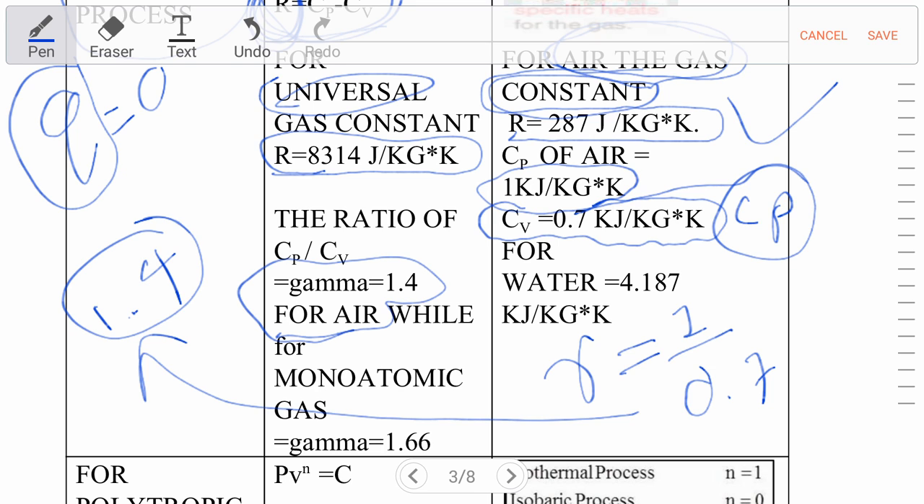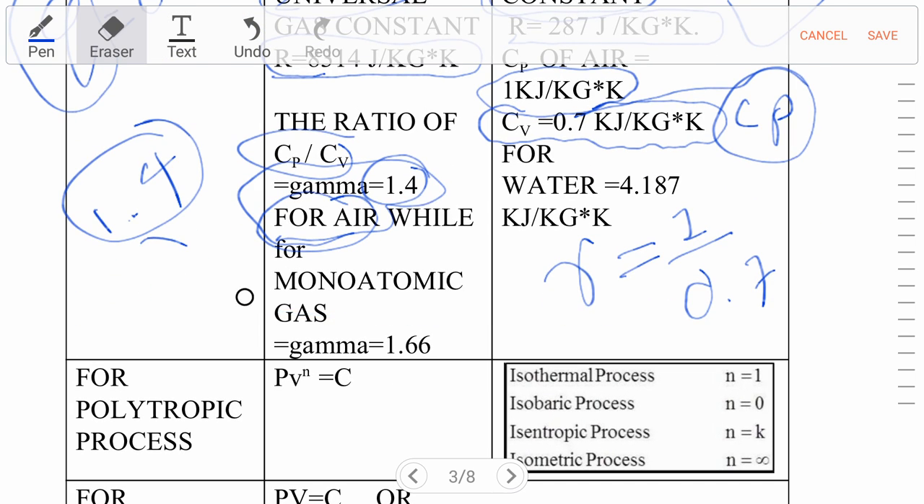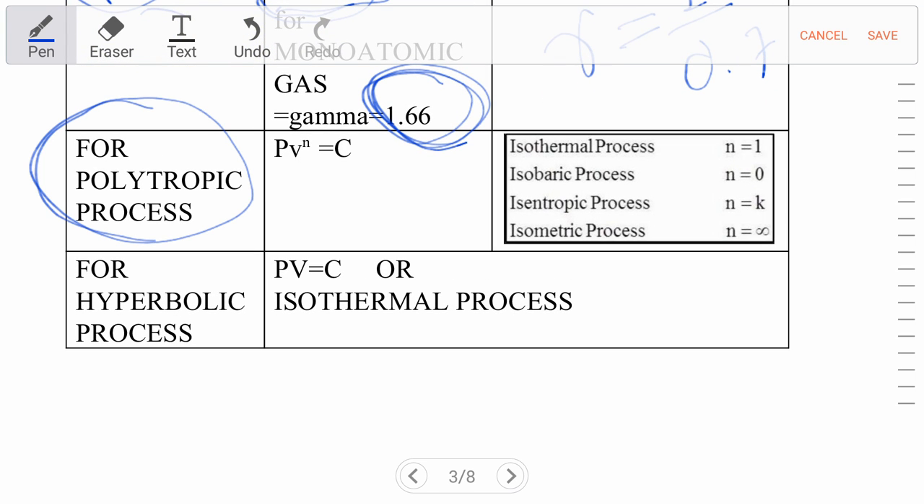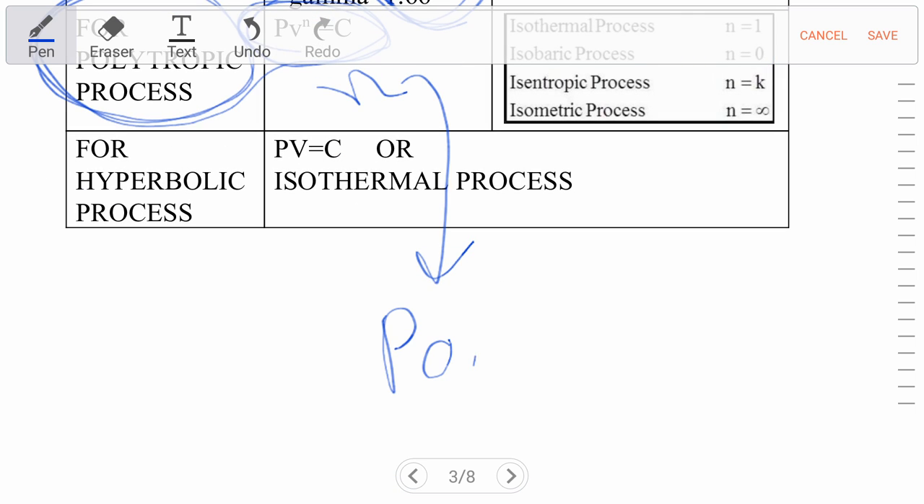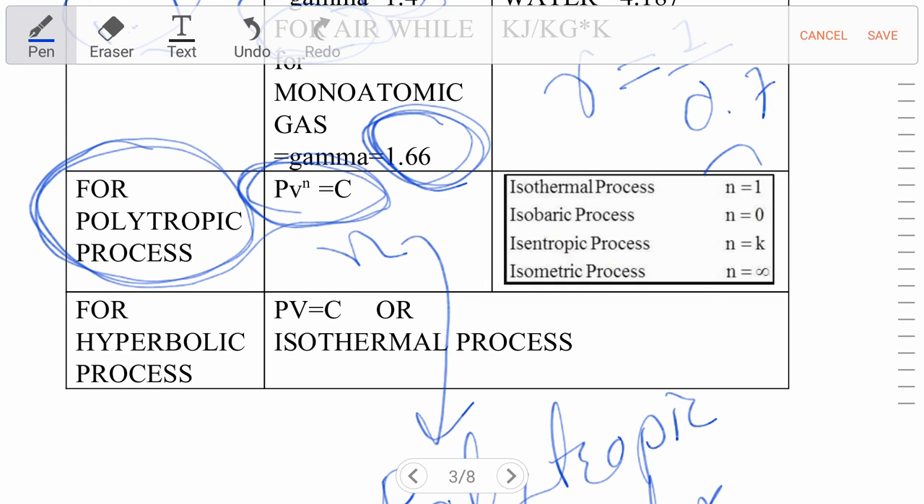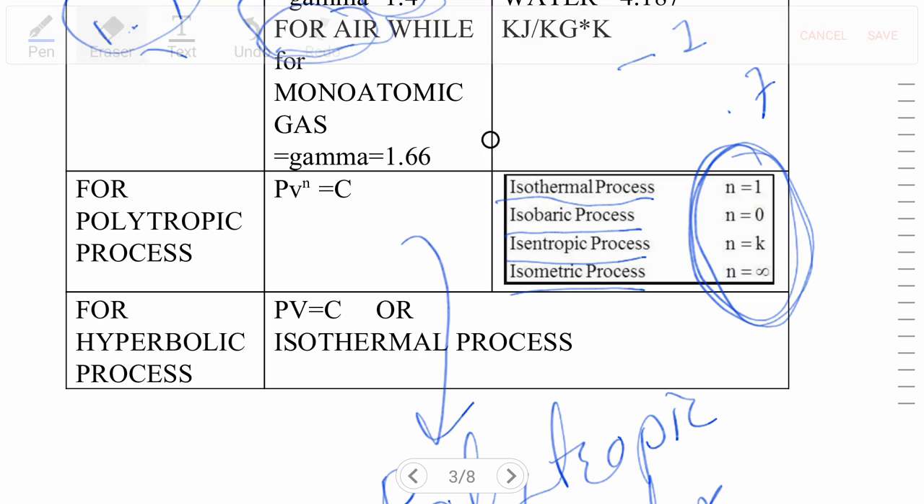Gamma, the ratio of Cp by Cv, is 1.4 for air, and for monoatomic gas this value is 1.66. Remember this value. Now let's see the polytropic process. Remember, for polytropic process PV raised to n is equal to constant. Now what is n over here? n is known as the polytropic index. Now if we change the value of n, then we have different types of processes: isothermal, isobaric, isentropic and isometric. Let's see very quickly.